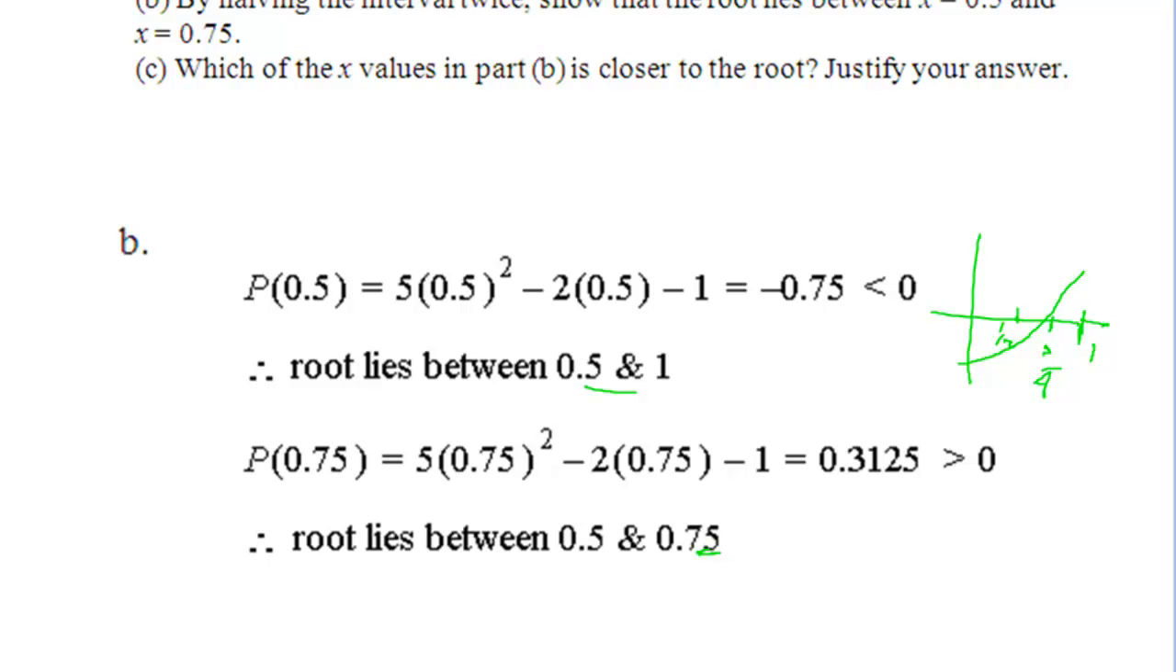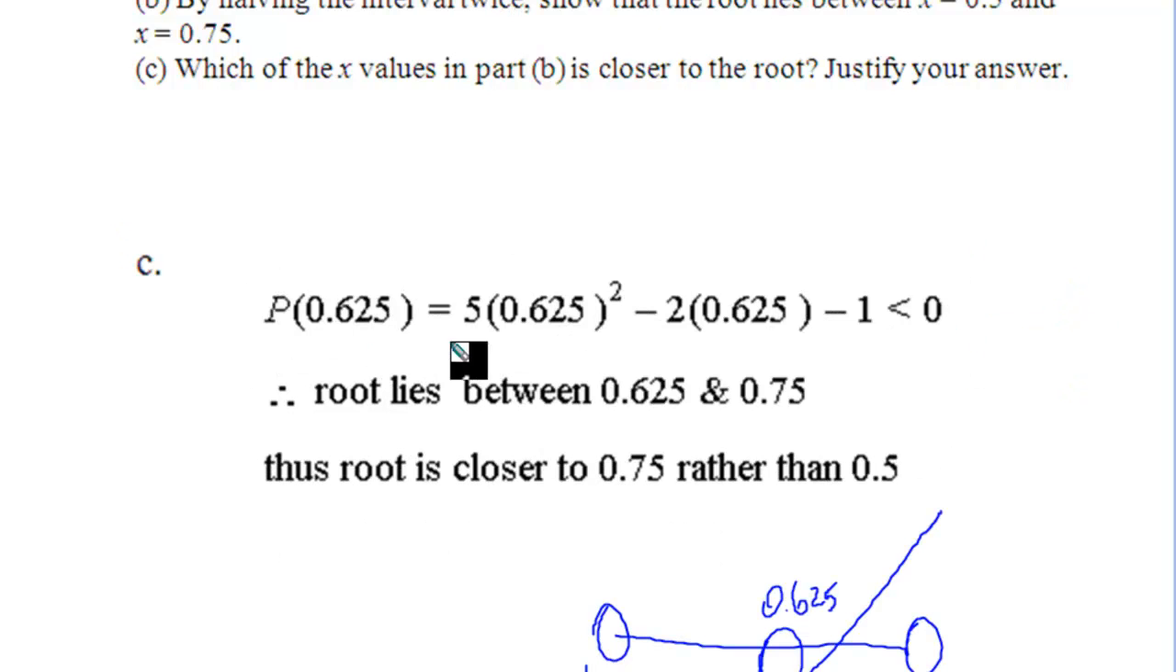You can see how a computer is going to work that and keep doing it over and over again. You can program the computer to do it until you get to a huge amount of decimal places accuracy. Again, if it's an irrational root, it's not going to give an exact value with a decimal approximation. For part C then, we're asking, which of the x values in part B is close to the root? Justify your answer.